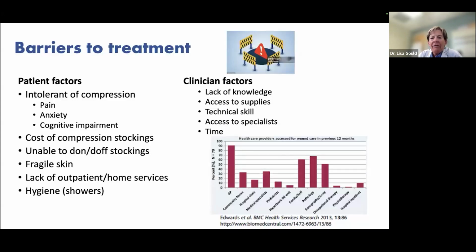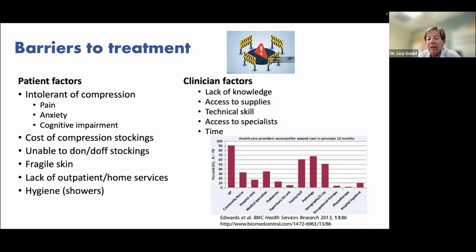Our patients have a lot of barriers to treatment, right? So we start compression and they say, no, I have pain, or some of our patients, especially those with some cognitive impairment or underlying anxiety, they rip off their compression in the middle of the night. And this happens to young people and old people. The cost is a factor. The compression stockings themselves sometimes aren't covered by insurance. Have to have a wound in order for them to be covered. So you order them while they have a wound. Some insurances don't cover them.